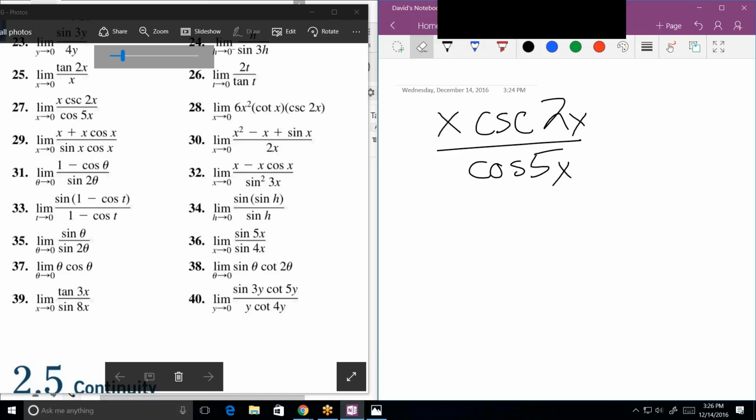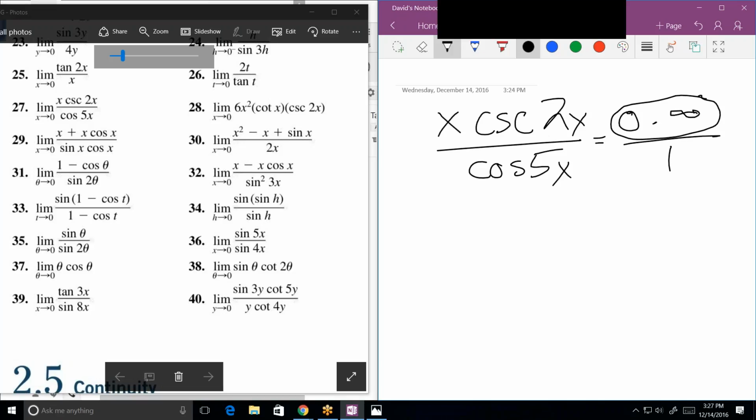Cosecant is the reciprocal of sine, so that's undefined at x equals 0. If I were to do direct substitution, I would get 0 times undefined, meaning infinity. That's what the cosecant of 0 is, infinity. And I'm dividing by the cosine of 0, which is 1. So it would be 0 times infinity over 1. 0 times infinity is indeterminate.